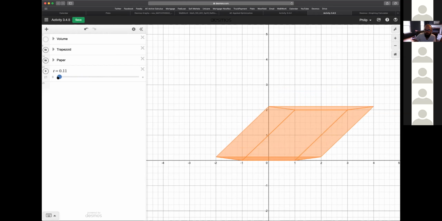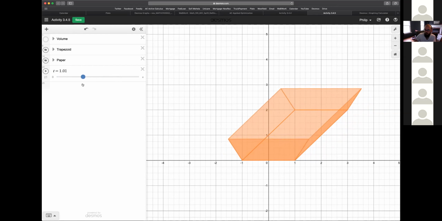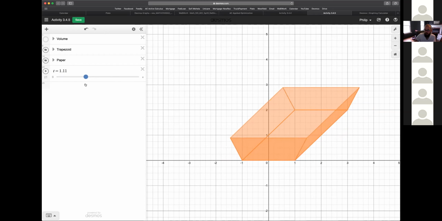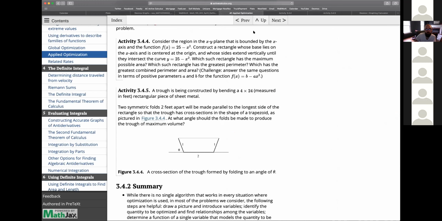Okay, so if I don't bend it at all, I don't really have a trough, and then I could bend it so maybe my sides are vertical. I would get a box, or we could bend them in more. We would get maybe a sort of a narrow top. But the question is, how far up should I bend it so that I get the maximum volume? Okay. So coming back over here, it says what angle should the folds be made to produce the trough of maximum volume?